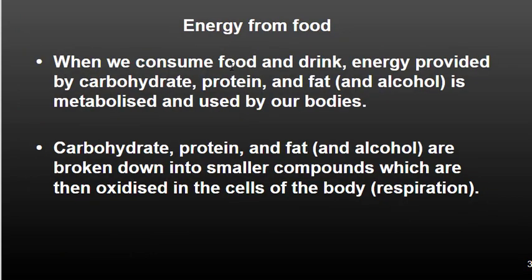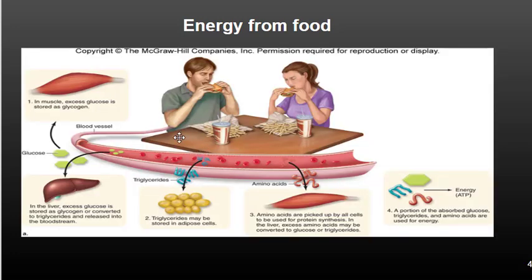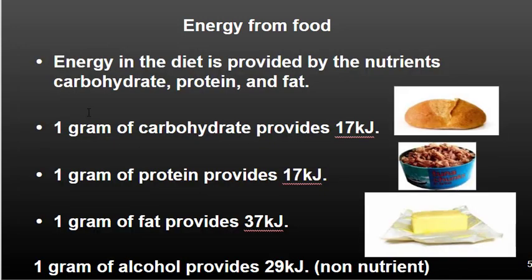All right, so when we eat food and have a drink, there's energy coming in the form of carbohydrates, proteins, and fat. And if we drink alcohol, alcohol is also providing us with some calories. So these macronutrients are broken down into smaller components, whether it's glucose, amino acids, or fatty acids, and then used as energy by our cells during respiration. So in the diagram, we can see the macronutrients, carbohydrates, fats, and proteins being broken down into their components, and some of these small components are then used to provide energy for our cells.